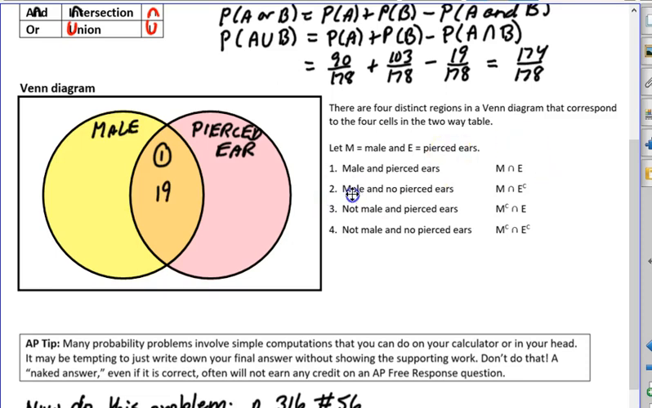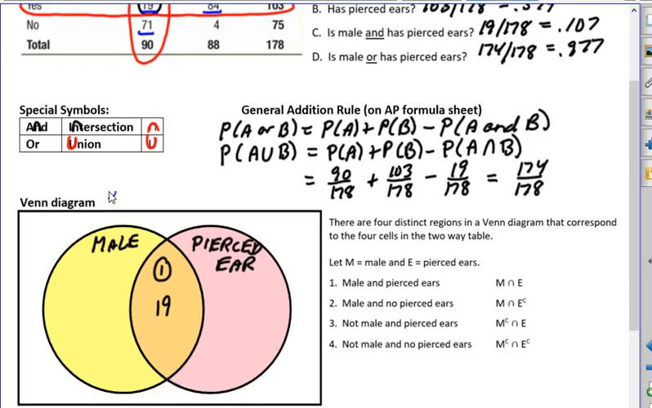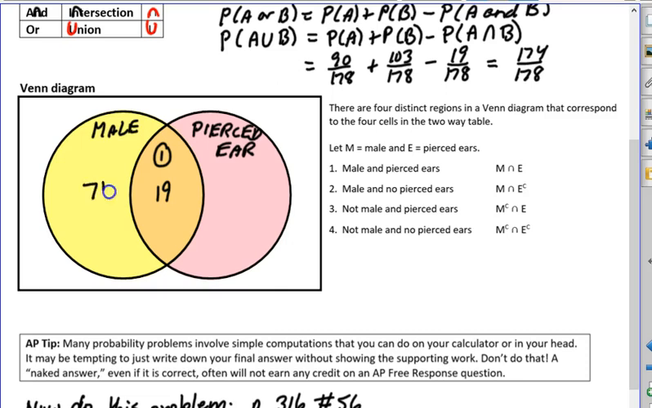Group number 2 then is male and no pierced ears. So that would be the remainder of the circle. So the males that don't have pierced ears, that would be the other 71 of the males. So total in the yellow circle are the 90 males.